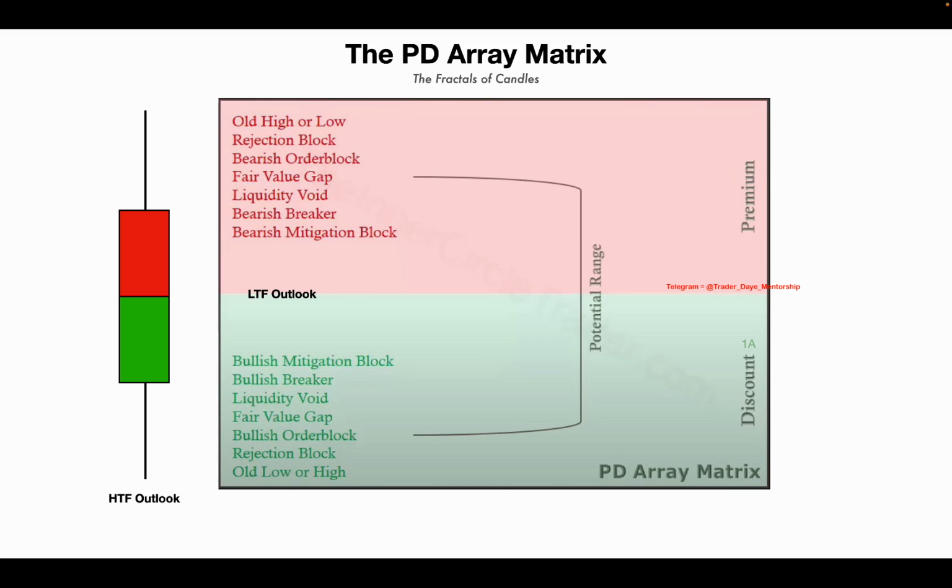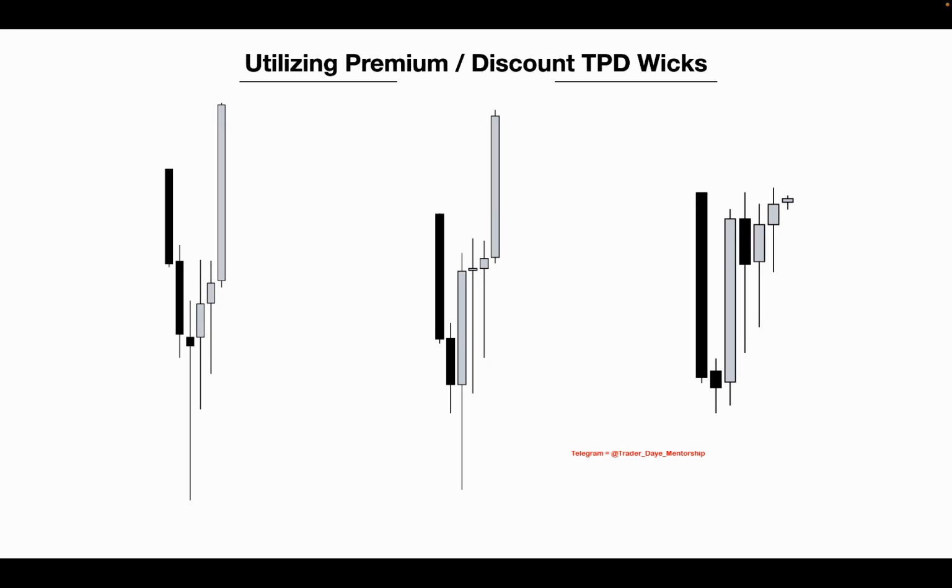But within the higher time frame candles, there are lower time frame entry patterns. But we don't trade patterns, but entry techniques. And if you backtest this, you will see it. Utilizing TPD premium and discount wicks. So as we can see, candle number 2 created a TPD on all of the assets, along with candle number 3.